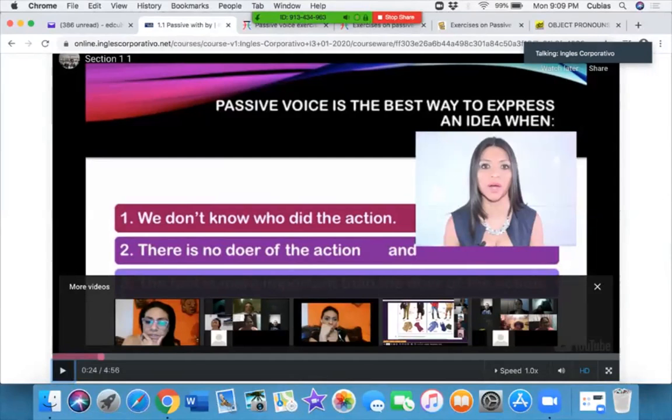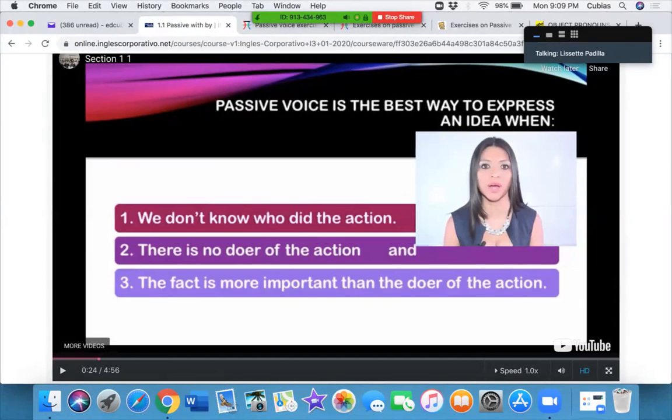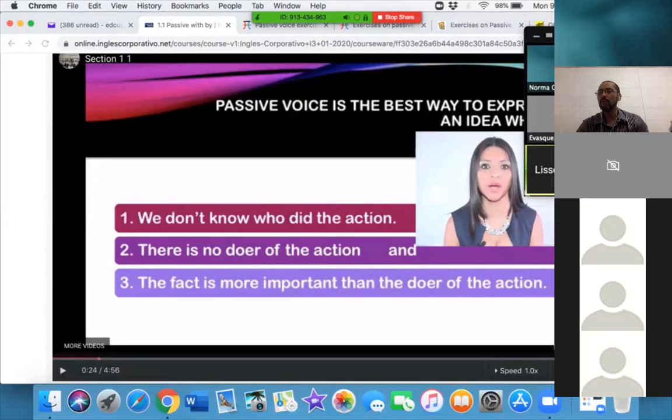Number one, who would like to read? We don't know who did the action. Thank you. Lisa, can you read number two also? Yes. There is no doer of the action. Correct. There is no doer of the action. That means we don't know which person did it. David, can you read number three, please? The fact is more important than the doer of the action. Correct. So the doer is the way that we say the person who does the action. Whoever does the action, that's the doer.